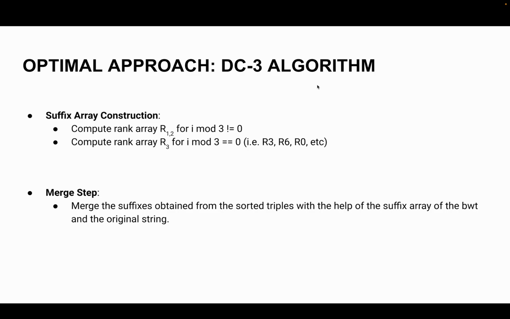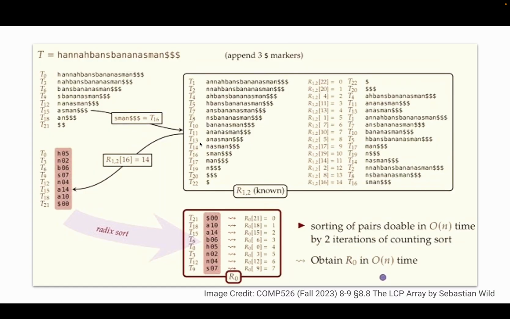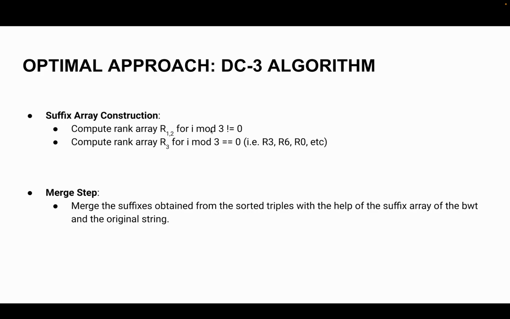So firstly, we're going to construct the suffix array. DC3, the 3 in DC3 means we're taking the modulus of 3. So we're going to basically form triplets of the longer string. If you think about Mississippi, then MIS would be the first triplet, and then SIP would be the second triplet. So we form groups of 3, and then we compute a rank array just for 1 and 2, and we compute a separate rank array for 3. So if modulus of 3 is not equal to 0, those are grouped together, and if modulus of 3 is equal to 0, then those are grouped together. So R3, R6, R0, those are grouped together. But R1, R2, R4 and R5 come under the first category.